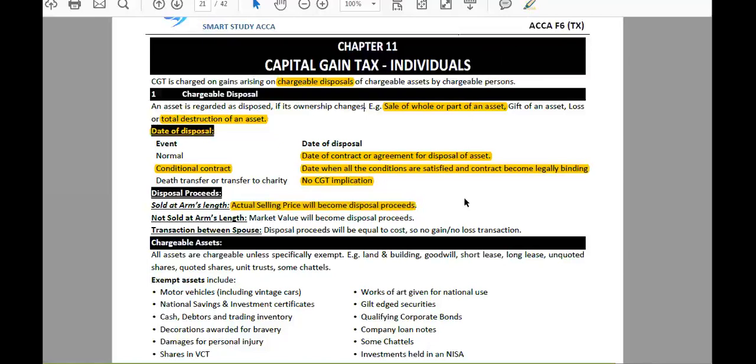No issue at all. So if we have sold an asset at market value, then obviously the selling price received will be disposal proceeds.